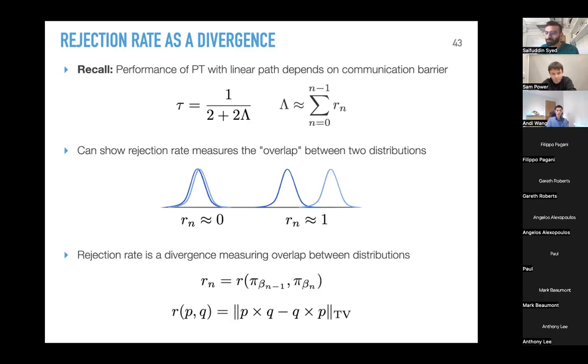So it's not quite the total variation distance, but you can show that the rejection rates act as the total variation distance between the product of PQ minus QP. So it doesn't act as a metric itself, but it has a lot of the properties that you would expect from a total variation metric.